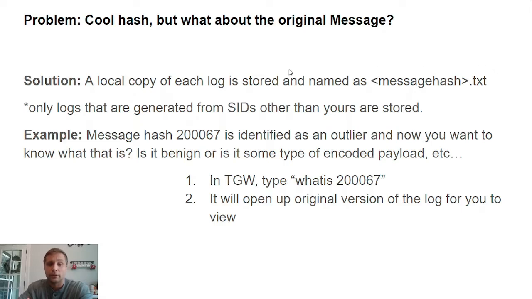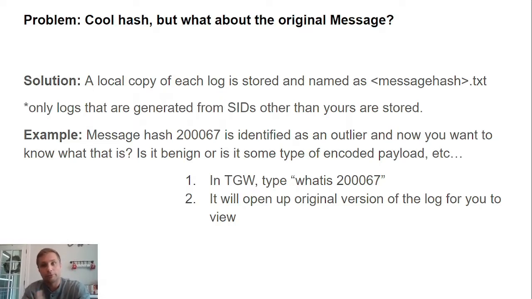So in the example here, message hash 200067 is identified as an outlier. And now you want to know what that is. All right, so you've run the post processor and you see an outlier analysis. You have this log, and the message hash for it is such. And you want to view the message. You want to see the content of what that is, so that way it can help you further your hunt. Is it benign or is it some type of payload? What's going on with this thing?